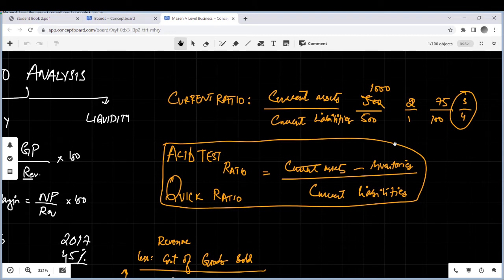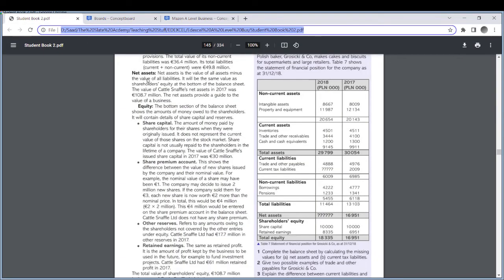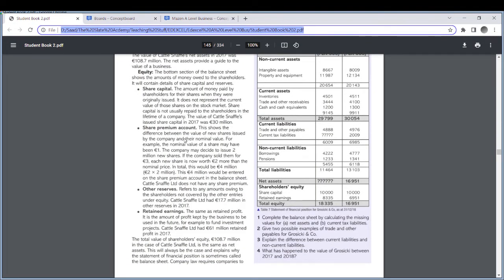So that is why we take a conservative approach. We say, what's the worst that could happen? Inventories, they won't get sold. Then what is our ability to pay back? If we deduct these inventories from the current assets, then how much money is there available with the business to pay its current liabilities? Understood?